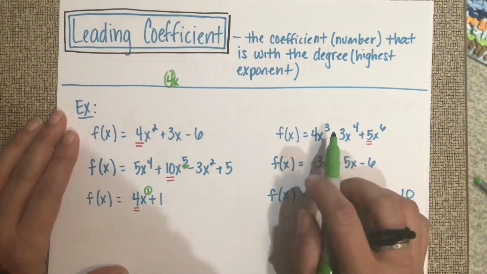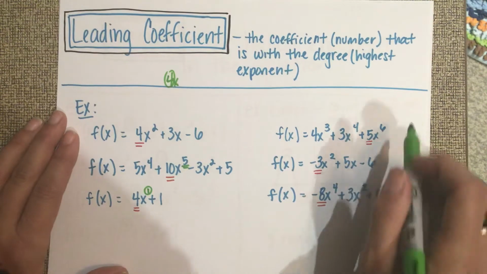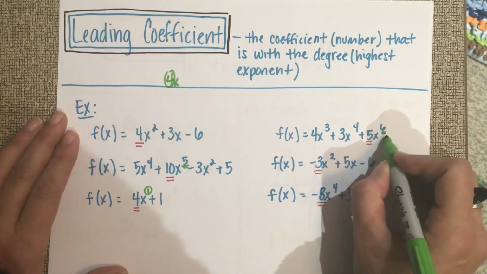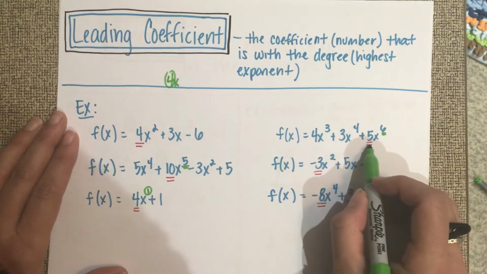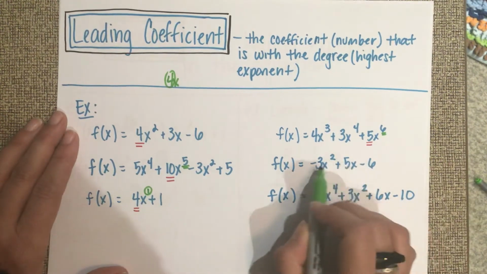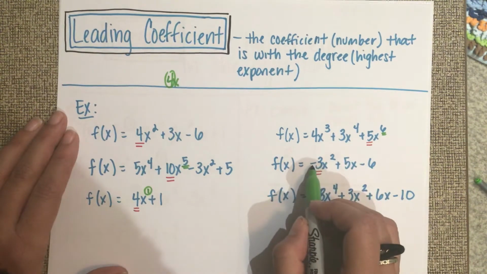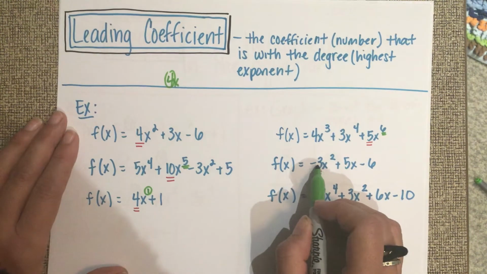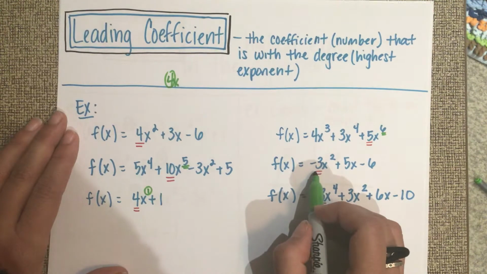Over here, 3, 4, 6. So 6 is my highest power. So then the number that's with that is 5. So the leading coefficient is 5. Here, this is a basic quadratic again. Notice that this term is negative. So my leading coefficient here is -3.